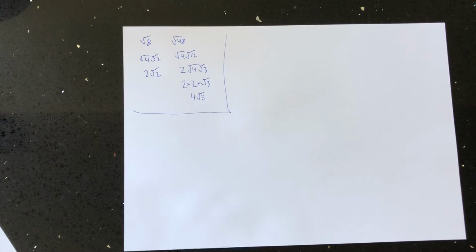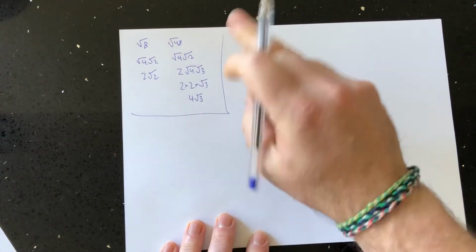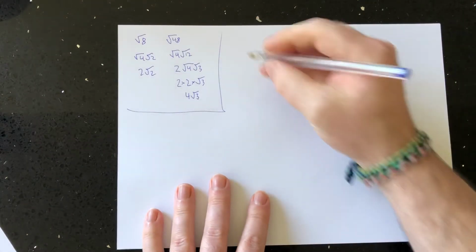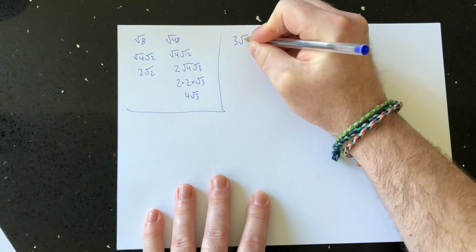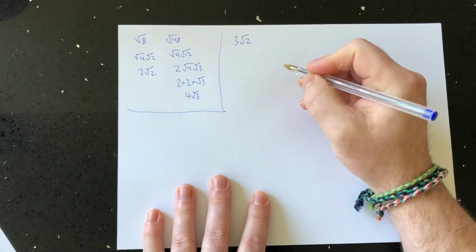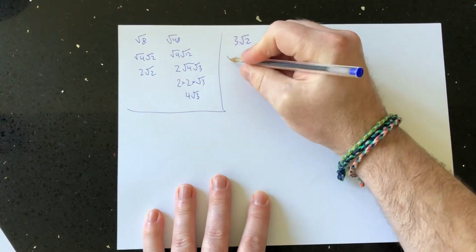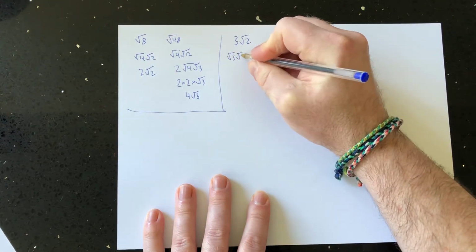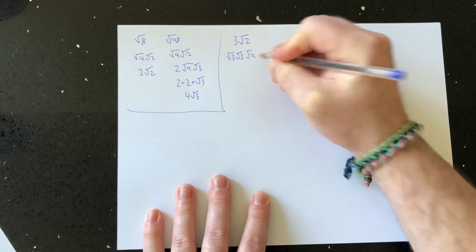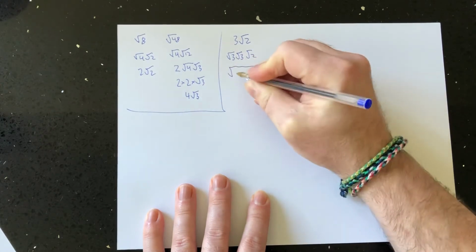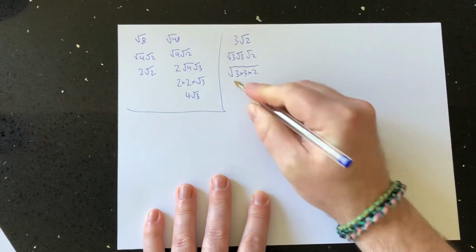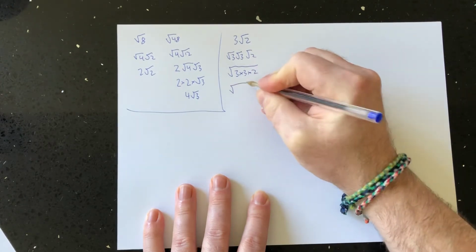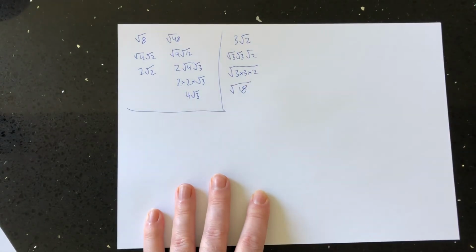You may be asked to go the other way and in effect be given the answer and go to a single surd. So for instance, if we have 3 root 2, I know that 3 can be split into root 3, root 3. Root 2 sits on the back. Then I put them all under one square root. 3 times 3 times by 2. 3 times 3 times 2 is 18.